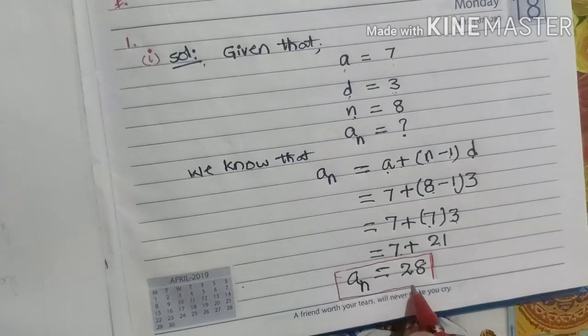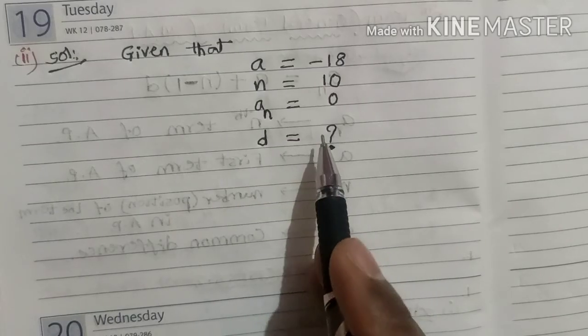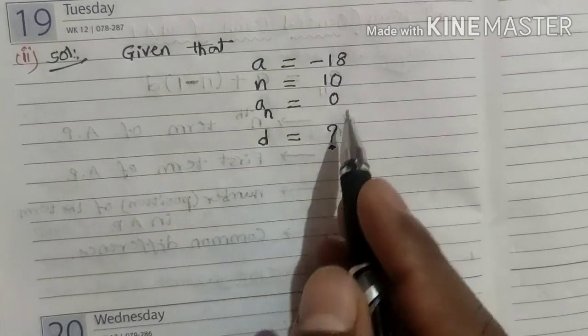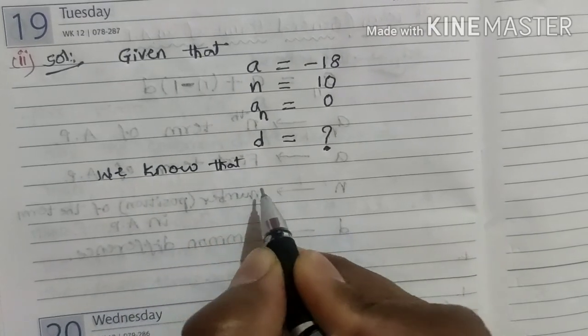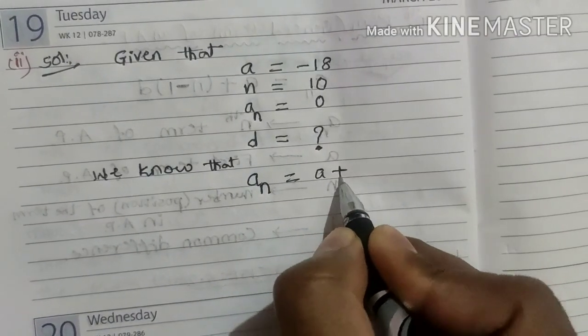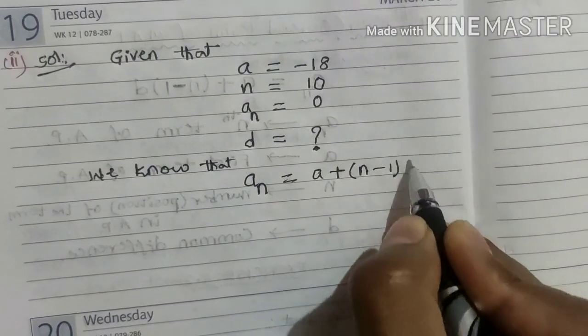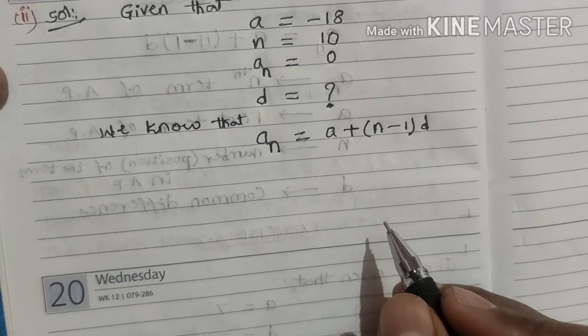Like this you have to solve the question by using the formula. In question number 2, they have given the values of a as minus 18, n value is 10, a_n value is 0. They are asking us to find the common difference d value. After observing all the given values and what you have to find, you should get the idea of the relation among all these. We know that the formula of nth term or general term of AP, a_n is equal to a plus (n minus 1) into d.